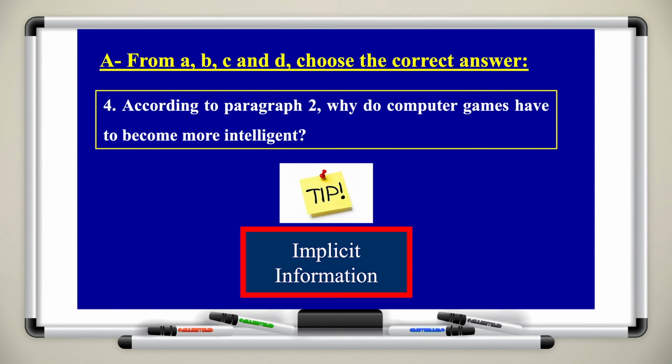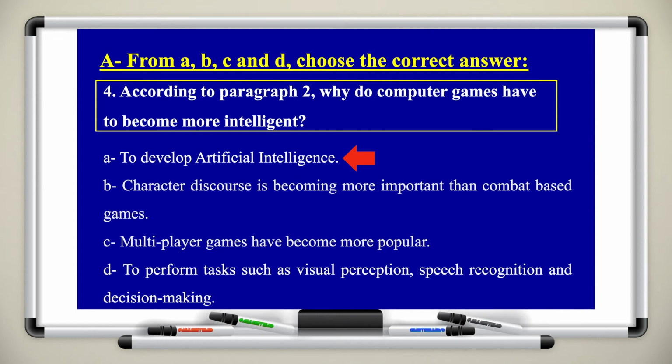Excellent job. According to paragraph 2, why do computer games have to become more intelligent? This is implicit information. That means you'll understand the answer, but you won't find it exactly inside the text. So, do you think it's because they want to develop artificial intelligence? Character discourse is becoming more important than combat-based games? Multiplayer games have become more popular? Or is it to perform tasks such as visual perception, speech recognition, and decision making?